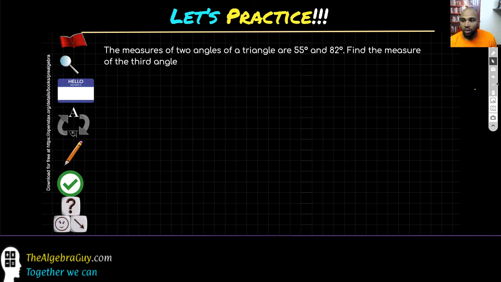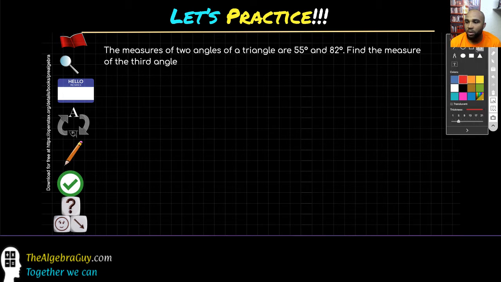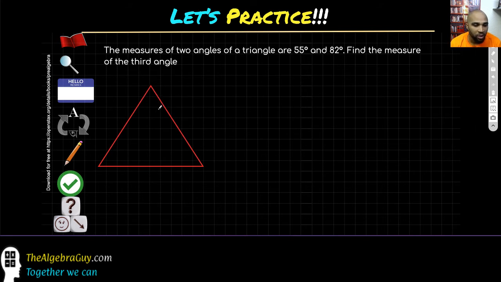All right, let's see if we can work this one. The measure of two angles of a triangle are 55 and 62. Find the measure of the third angle. Sometimes it's great to draw a picture, so I'm going to do that to help us get the idea. And it's not drawn to scale, so don't try to. It looks equilateral, unbelievable actually. I just kind of threw that up there.